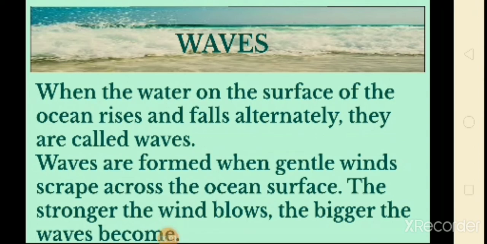So children, basically, when the water on the surface of the ocean rises and falls alternately, they are called waves. During a storm, when the wind blows at a very high speed, it creates huge waves. These waves cause tremendous destruction. Earthquake, volcanic eruption, or underwater landslides can shift large amounts of ocean water, which results in tsunami. The tsunami of 2004 caused widespread damage in the coastal areas of India. The Indira Point and the Andaman and Nicobar Islands got submerged after the tsunami.